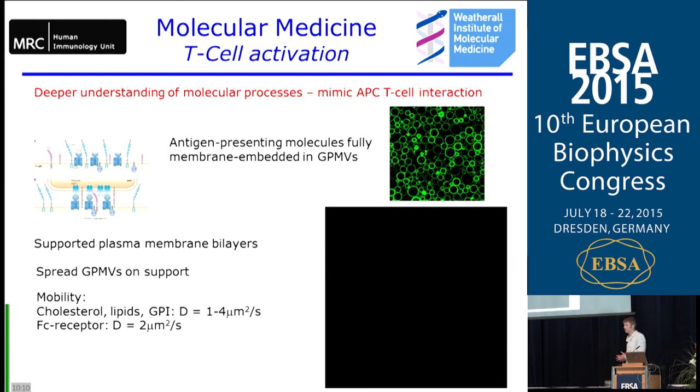First, we check the mobility of different molecules in there, because if there's no mobility, it doesn't make sense. We see pretty good mobility. Cholesterol, lipids, GPI-anchored molecules, even Fc receptors, transmembrane proteins. They all show pretty high mobility in there. What is left to be shown is really, do the GPMVs burst like this, or do they burst like this? So it's the outside really facing on the top, because that's what we need for our activation.